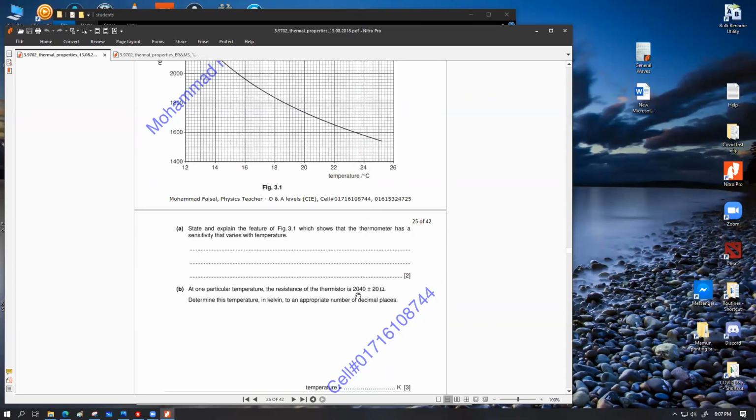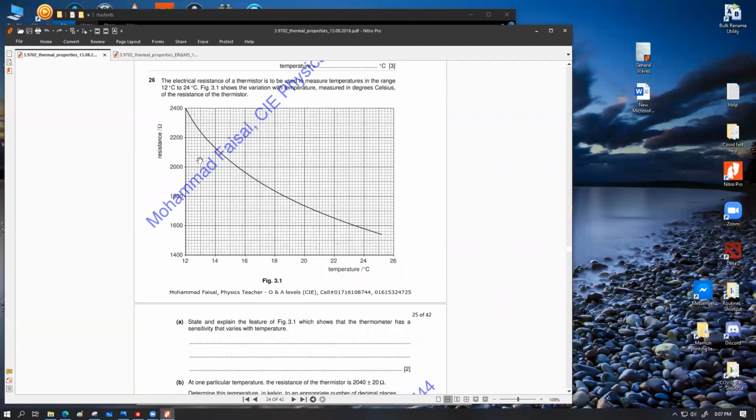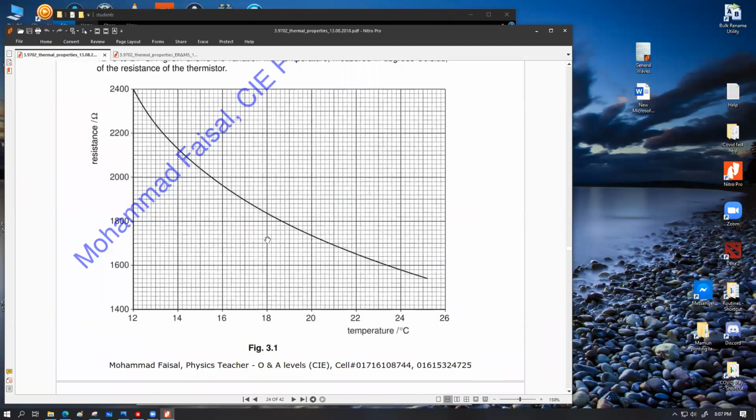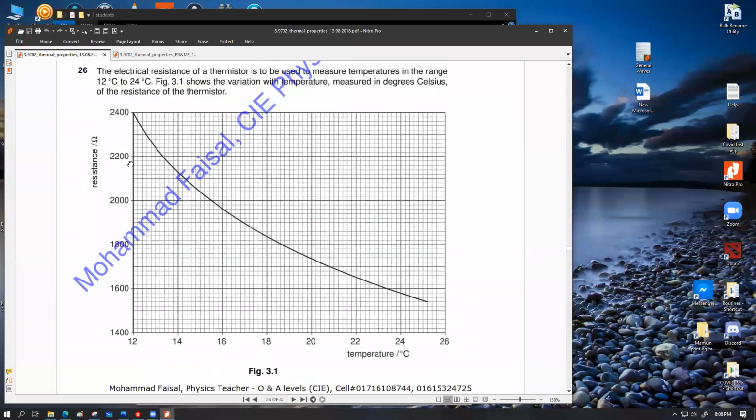So the upper limit. Let's first find the exact temperature for 2040 ohm. Every division on this scale, what is its value? 200 ohm is given for 10 divisions, so each small division is 20 ohm.